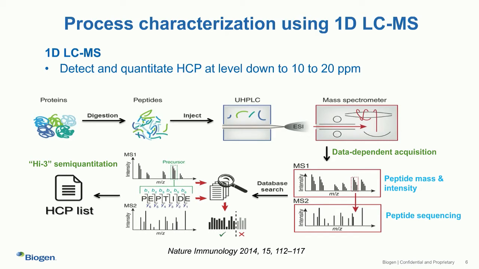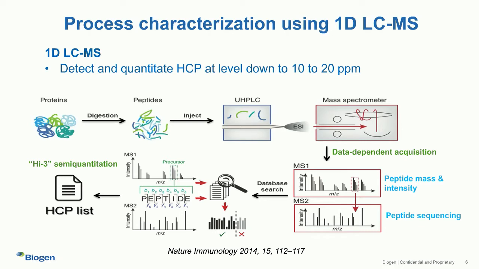Shown in the figure below is a typical proteomic workflow for host cell protein analysis. It starts from the digestion of the protein complex of the mAb or the protein drug, as well as the host cell proteins, using enzyme, usually trypsin. The resulting peptides were separated using a reverse phase column, and the eluted peptides were ionized through electrospray ionization and detected in a high-resolution mass spectrometer.